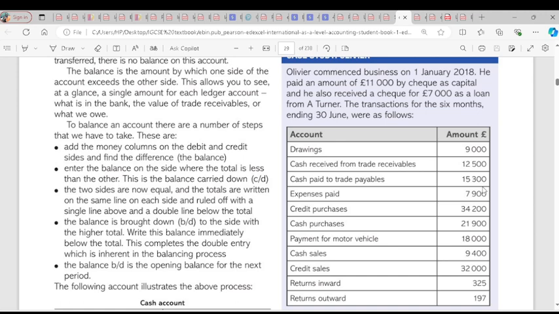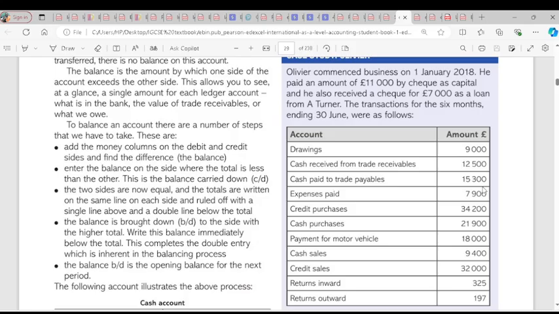Then they said we received another check from A Turner, 7,000 as a loan. So we received a loan from A Turner for 7,000. It's going to also be on the debit side of the bank account. Do you understand that? Debit side of the bank, because we received the loan from A Turner. Can you show me it alone in the ledger? We don't have to write it in the ledger.